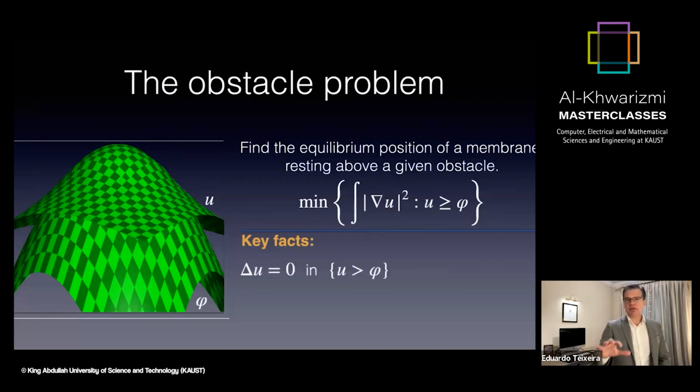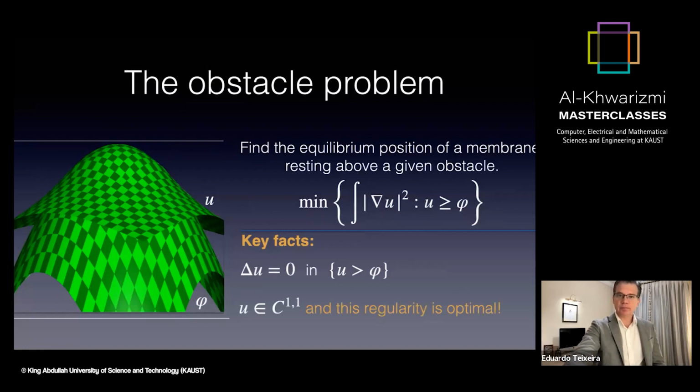It's known that solutions of this problem are harmonic whenever u is above the obstacle. Solutions are C1,1, and this regularity is optimal. The second derivatives of solutions are bounded, but they are not continuous. Okay, they are not continuous. So here you see that there is a loss of regularity, but what I'm trying to convey is that this loss of regularity is much more precise than the typical kind of regularity theorems that we are used to having for ordinary PDEs.